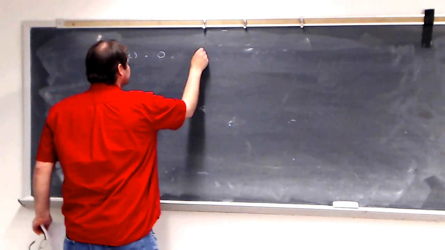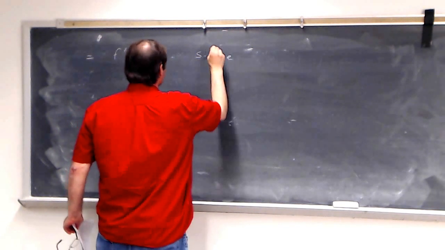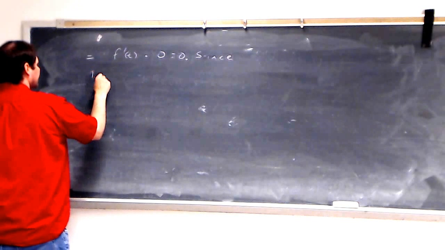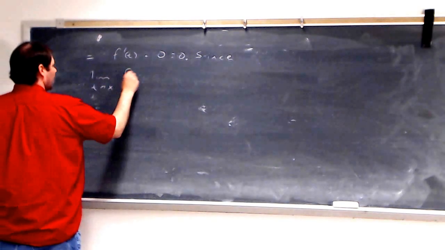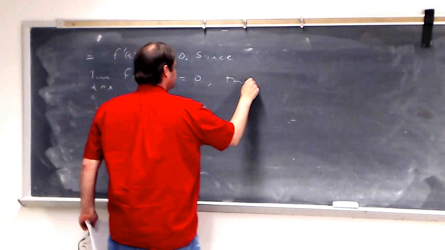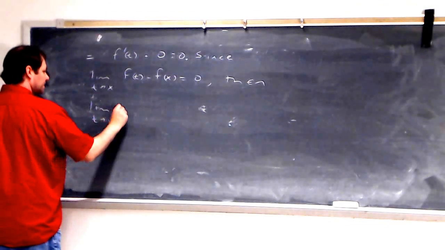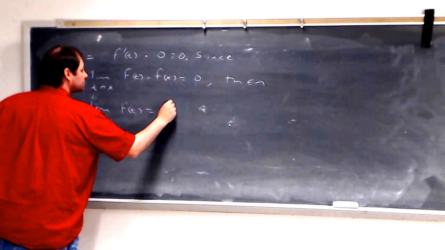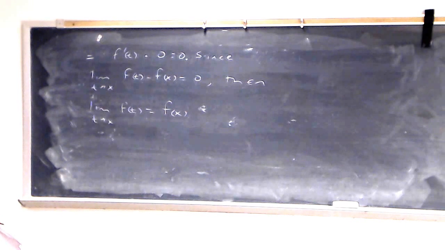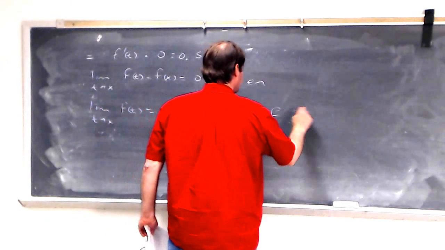And so what we conclude from that is, since that's equal to 0, since the limit as t goes to x of f of t minus f of x is equal to 0, then the limit as t goes to x of f of t must be equal to f of x. So since x was a limit point of a to b, f is continuous at x.